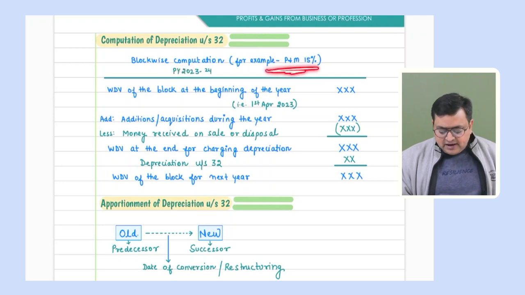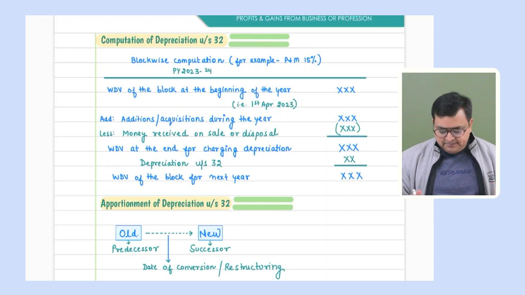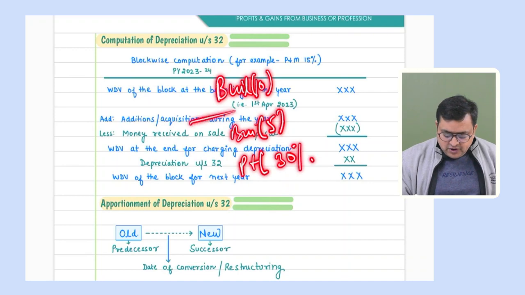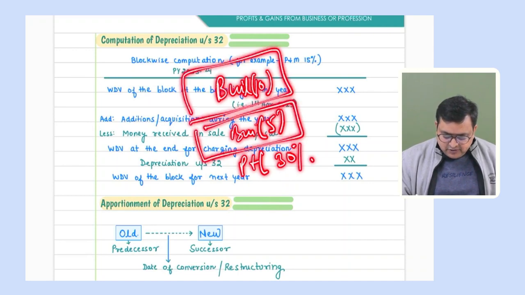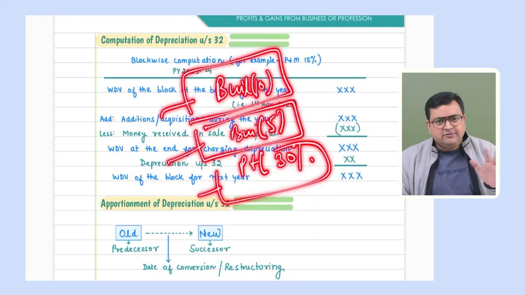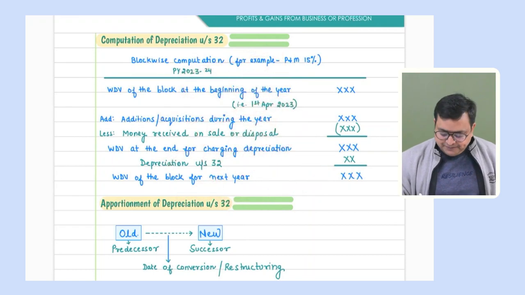So let's say I've taken a block and the method is the same for all the blocks. But yes, if there is a building block of 10% and a building block of 5% and a plant machinery block of 30%, you have to compute this method separately for each block. The method of computation is the same, but you have to calculate your depreciation block wise.